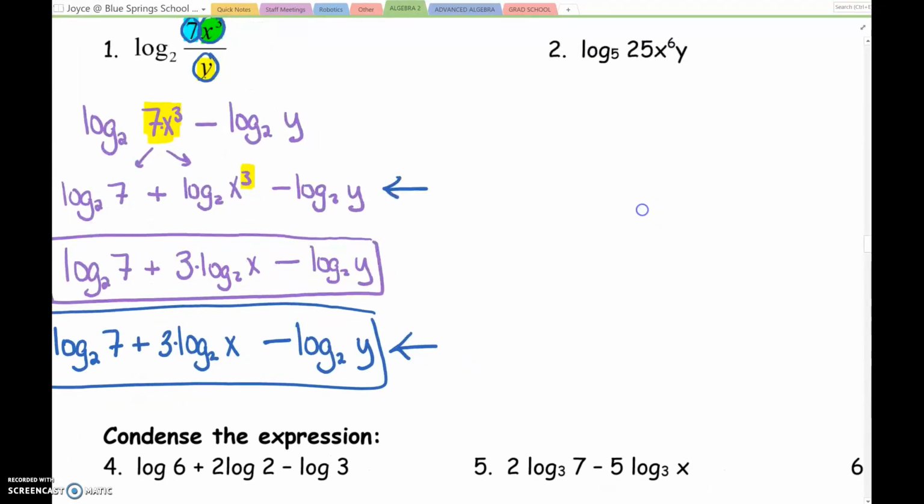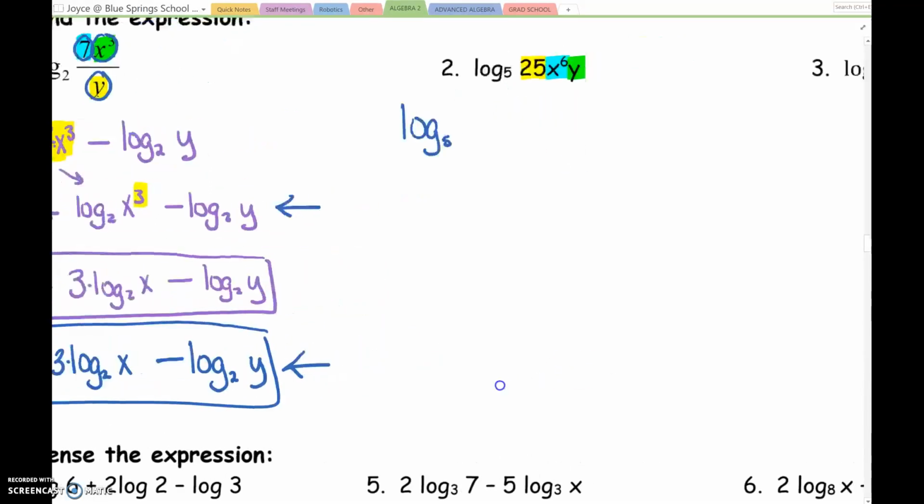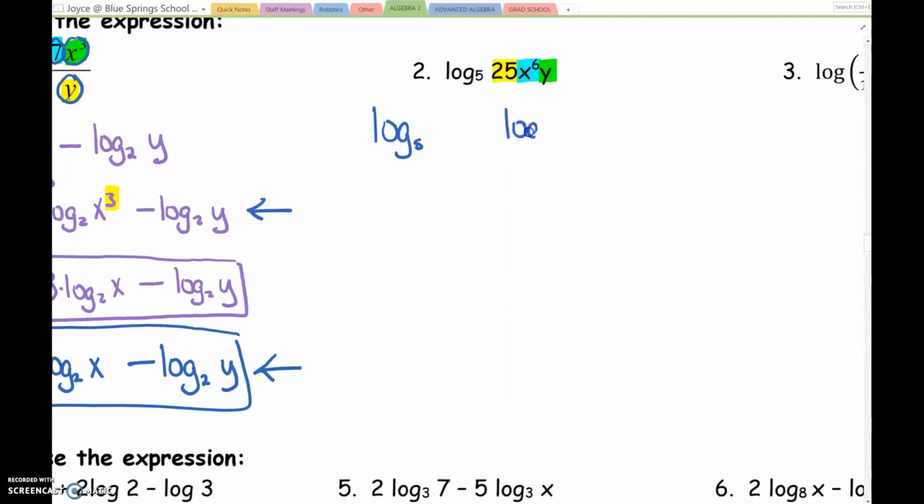Skip steps. Number 2, how many things do you see inside the log? 3. There's 25, x to the 6th, and y. So I'm going to write 3 separate logs. Write log base 5. Leave yourself a space. Log base 5. Leave yourself a space. Log base 5. And those things are 25, x to the 6th, and y.